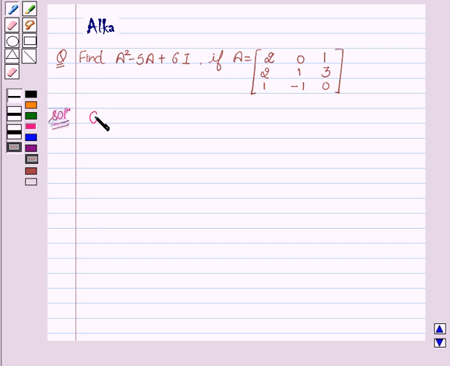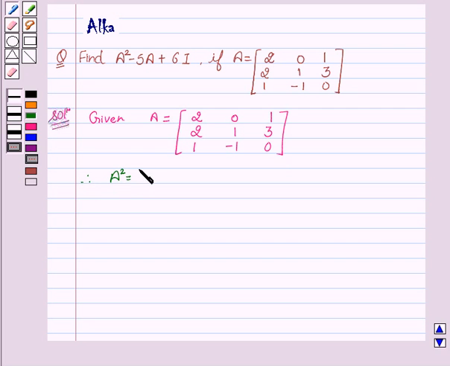We are given A equal to matrix [2, 0, 1; 2, 1, 3; 1, -1, 0]. Now, first of all, we will calculate the value of A squared.